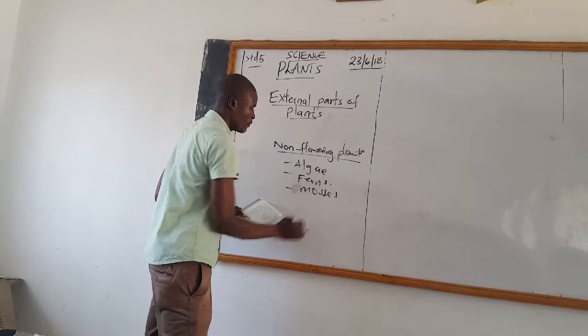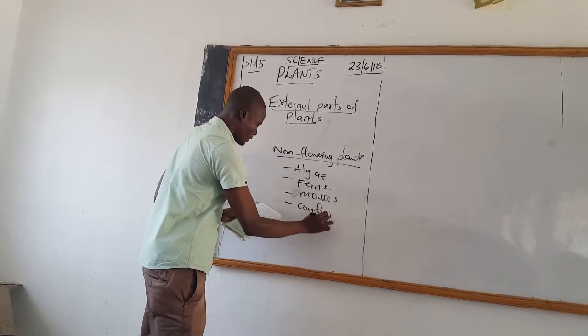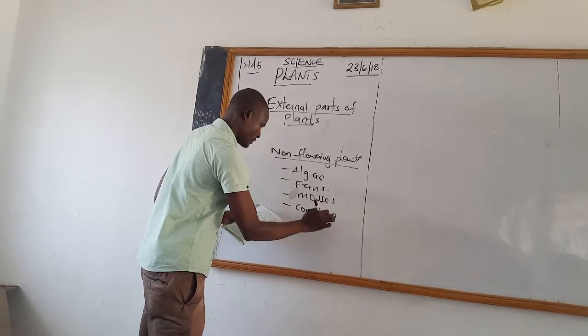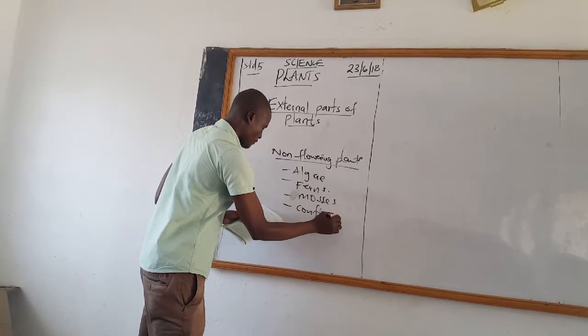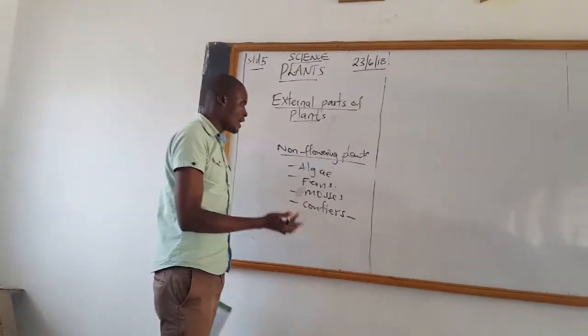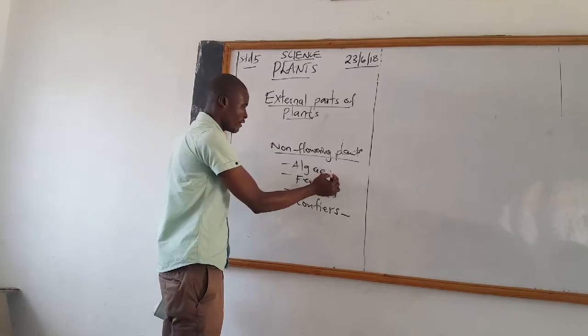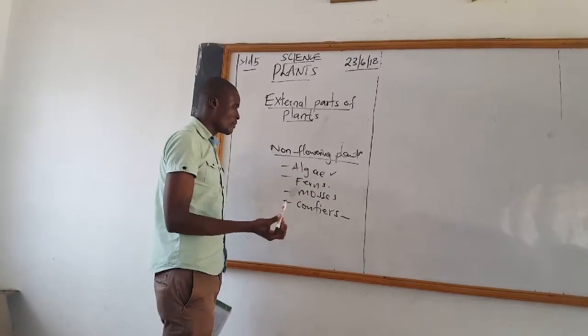In the remaining, we talk of mosses. And then we have the conifers. And under the conifers, there are many. These are trees that are green, but they don't produce flowers. These ones are small plants. Algae is very, very small.